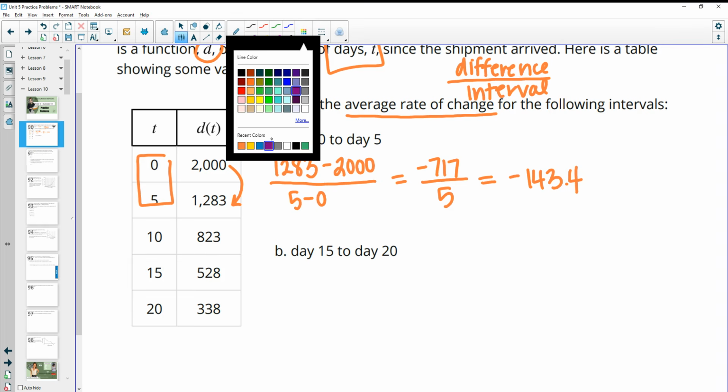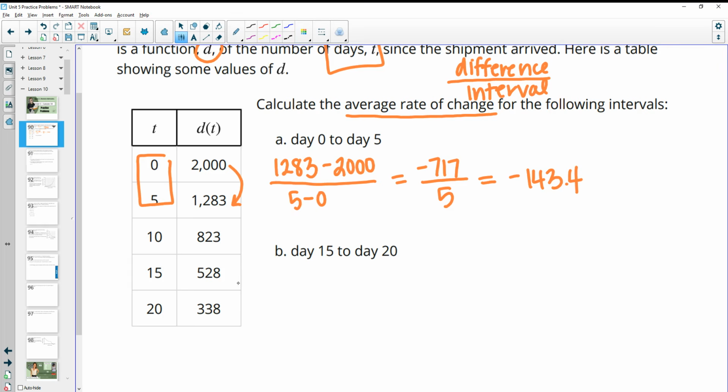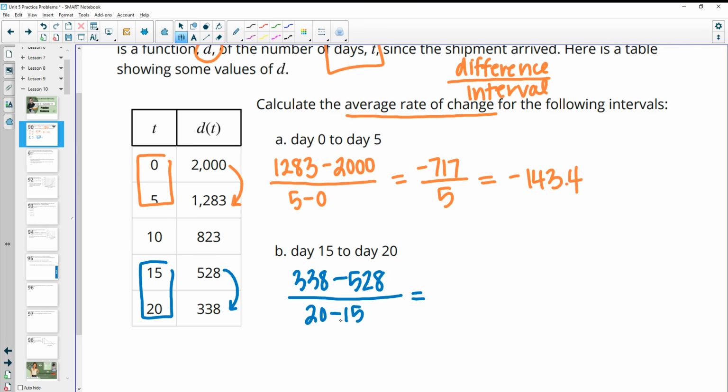So then from day 15 to 20, so now we're looking here. So here's our interval, and we're going to subtract these. So we're going to do 338 minus 528, and then we're going to divide it by that interval again. You can think of it as subtracting this to figure out the interval, or you might just know that that was 5 days. So then this is negative 190 divided by 5. So the average rate of change from day 15 to day 20 was negative 38.